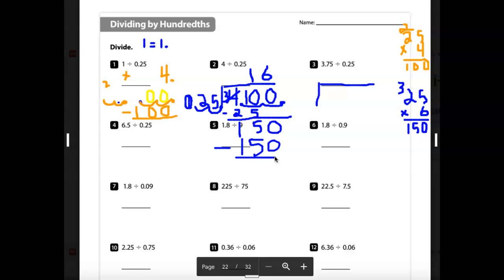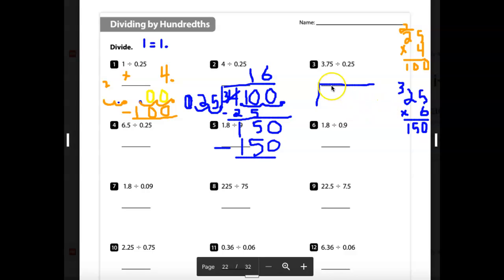All right? So there are 16 groups. Remember we said if we drew 400 tallies and then circled every 25, you would end up circling 16 groups of 25. Okay? All right, let's move on.